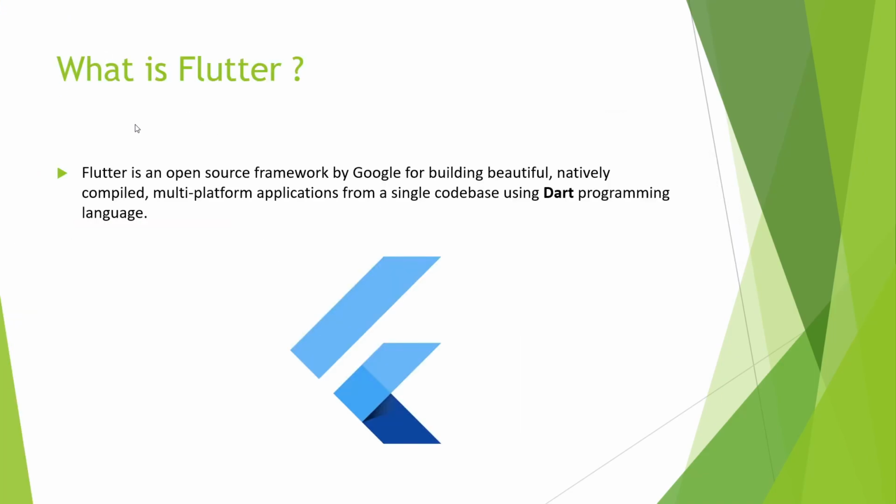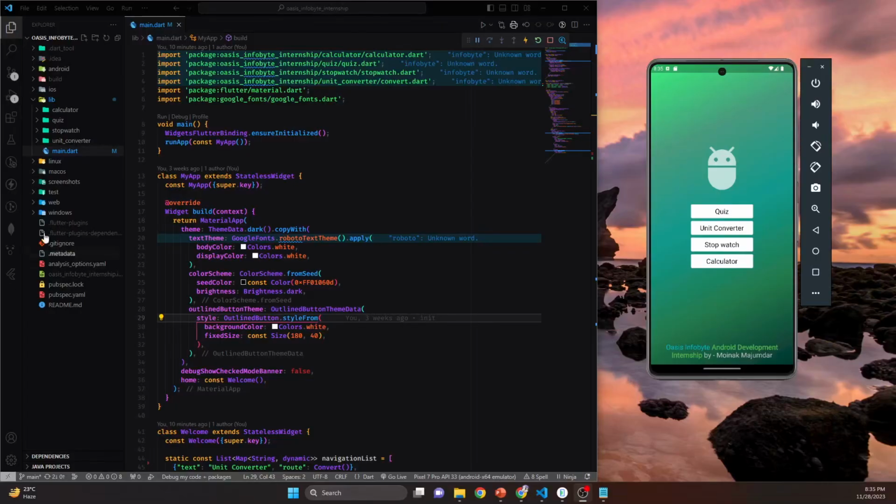So, what is Flutter? Flutter is an open source framework developed by Google. It is used for mainly developing cross-platform application, and Flutter is mainly famous for developing Android application. For Flutter development, we have to use a programming language called Dart. So this is the basic code structure of a Flutter application. Here in lib folder, we have to write our codes of the entire application.